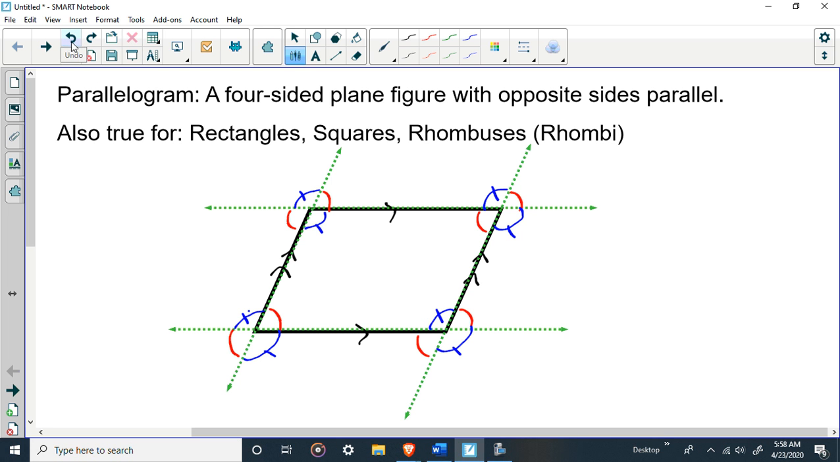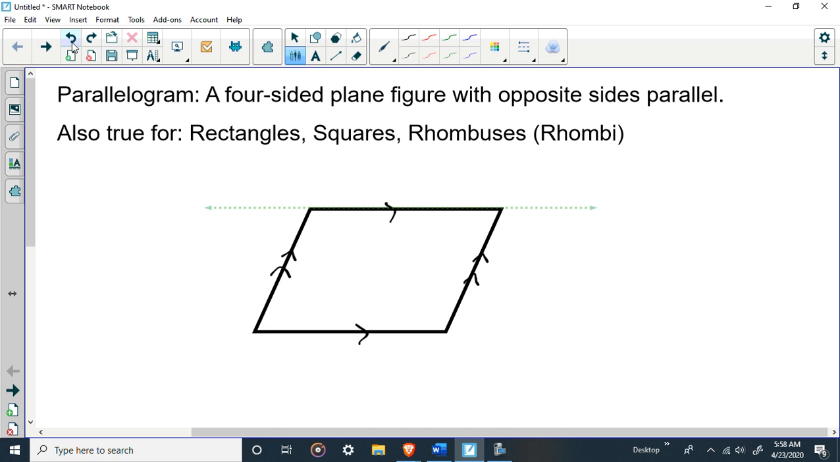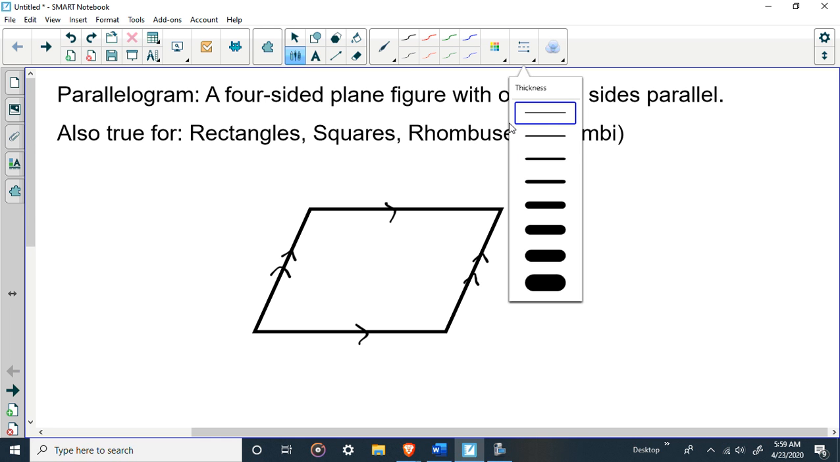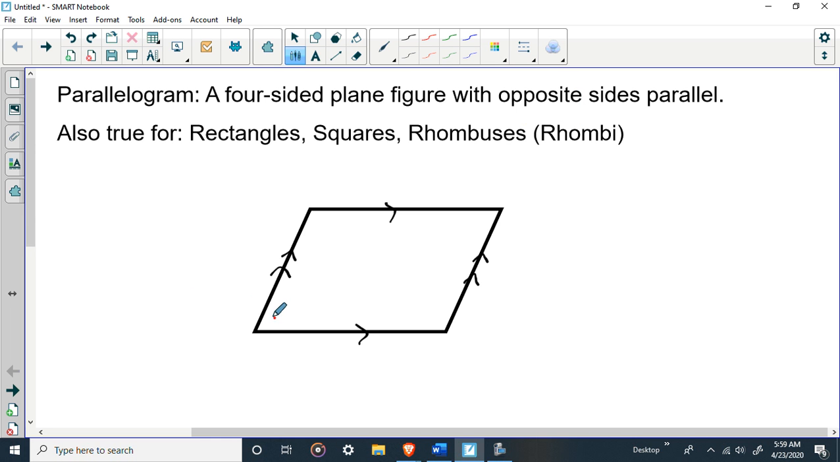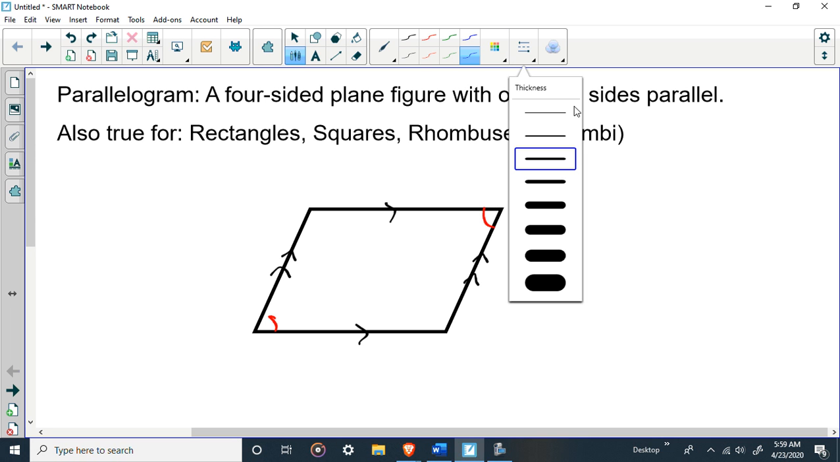Okay, so let's get rid of all those for a second. I'll put back the red ones and blue ones. Goodbye, goodbye, goodbye, goodbye. Okay, again, let's just keep it with the opposite angles are congruent.